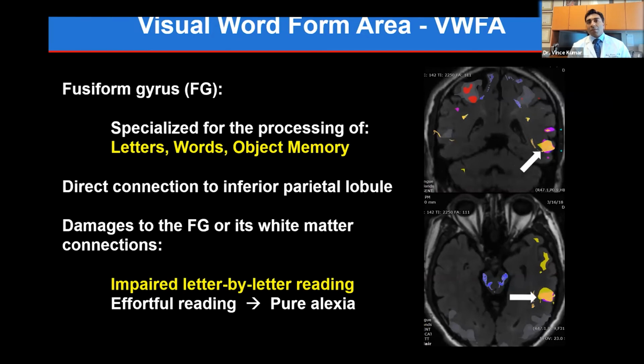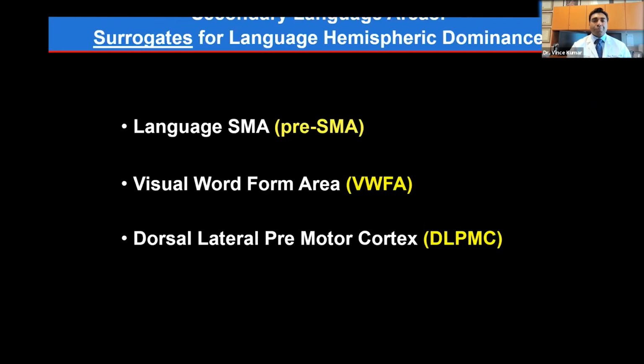And so damage to the fusiform gyrus and its white matter connections can result in what's called impaired letter by letter reading. So the patient has a very difficult time reading and putting letters together to form words, and they develop alexia. So this can be a very significant deficit. So if resection of this area can be avoided, obviously that would lead to a better outcome. But if it's infiltrated by tumor, you're going to have to take it most likely.